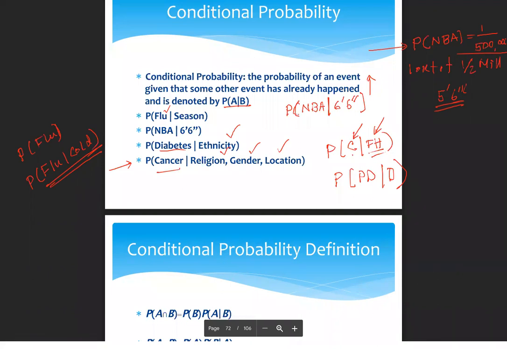The probability of having a certain type of cancer, not all cancer, is higher given that the person is Jewish, female, and comes from some location in the Eastern European region. So that person has a higher chance of having that particular type of cancer if the person is Jewish, female, and comes from a certain region of Eastern Europe. I thought that was very interesting. How does that happen? Apparently it does.